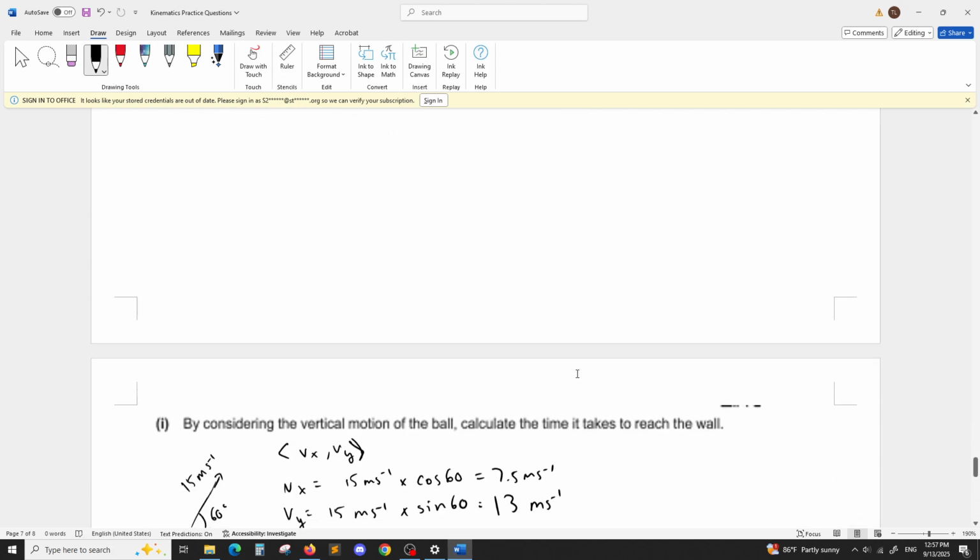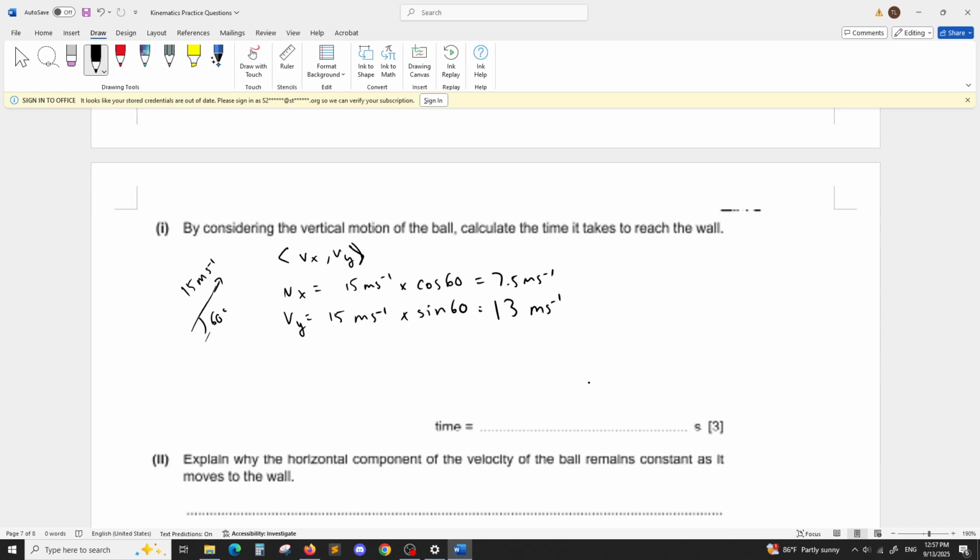So using this fact, we can write a suvat equation. So let's write suvat here. Our acceleration is negative 9.81. Our time we don't know, we're trying to find that. Our final velocity is what we said above, which is 0 meters per second. Our initial velocity is right here, 13 meters per second. And then we can solve for t here.